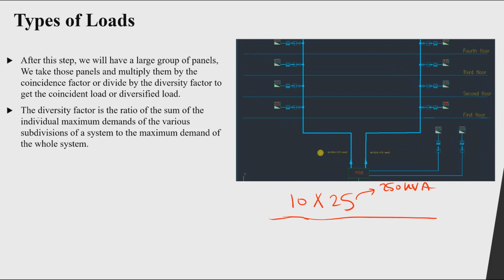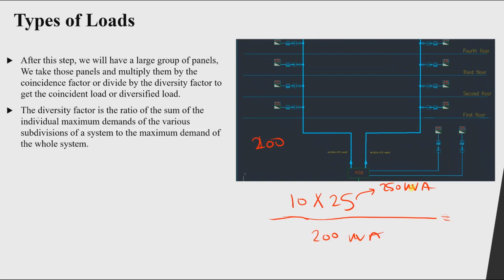Now what? Now we have 250 kilovolt ampere. This is the summation of all of the individual maximum demands of the various subdivisions of the system, relative to the maximum demand of the whole system. Now all of these panels will not have the maximum demand at the same time. So let's say the maximum time at which all of these will take power, let's say it will be 100, or let's say 200. So that is the maximum demand of the whole system. So it will be what?